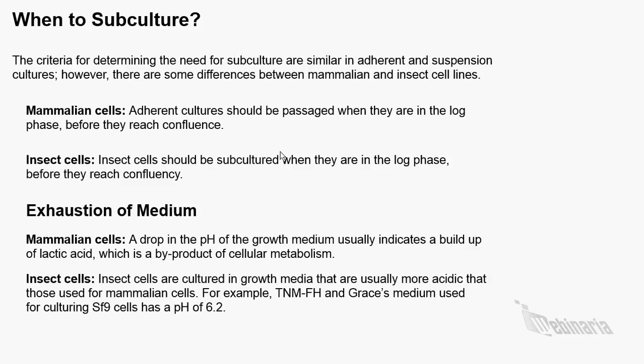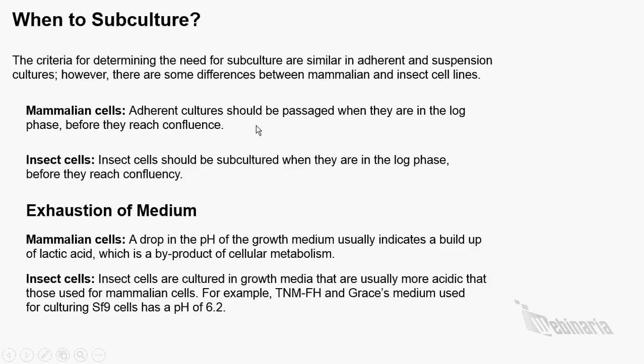When we have to subculture, the basic criteria for determining this is similar in adherent and in suspension culture. However, there are some differences between mammalian and insect cell lines. In mammalian cells, adherent culture should be passaged when they are in the log phase before they reach confluence.